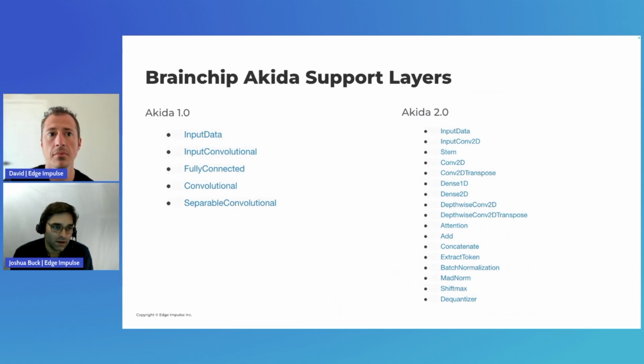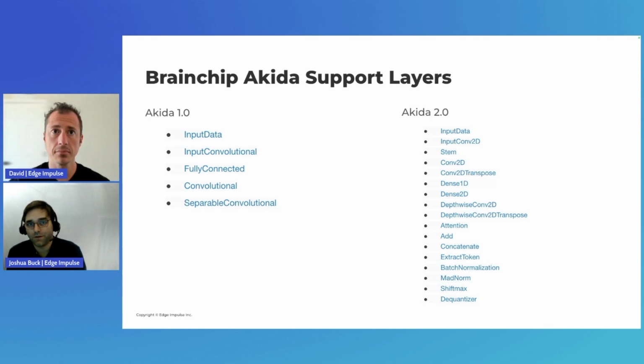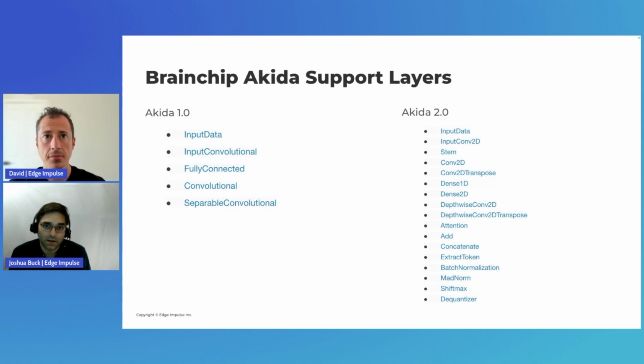Akida 1.0 is chiefly working with the AKD 1000. It supports a number of different Keras layers and different model types and different operations, typically fully connected and convolutional types. BrainChip is also coming out with the Akida 2.0, and it has much, much more capability and is going to greatly expand the type of models that you can run on these devices.